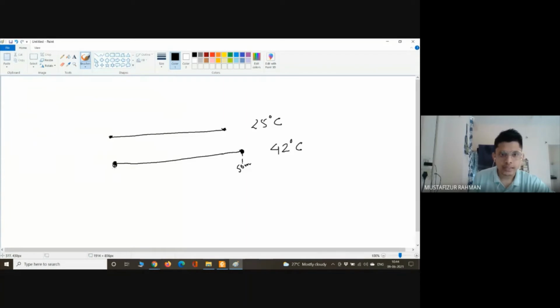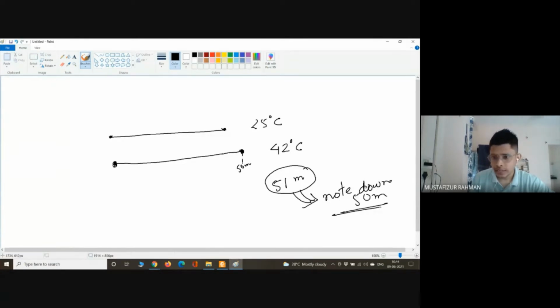So if we use that, we will end up measuring, say for example, 51 meter, but still the tape is showing 50 meter only, right? So we will note down 50 meter only. So there is an error over here. To correct this, we have to apply some correction, which has to be positive.